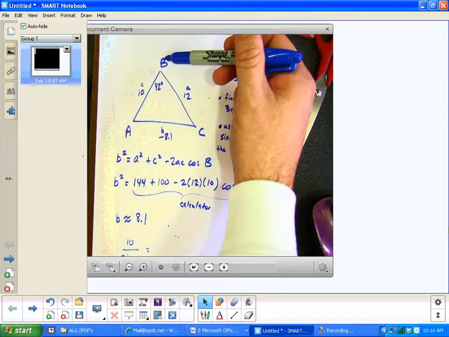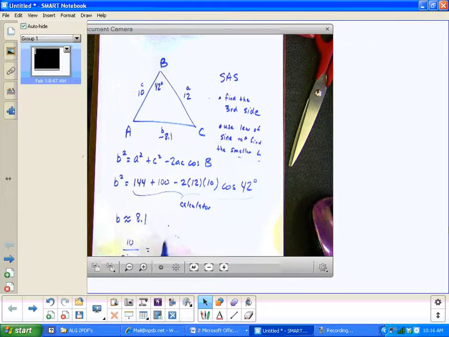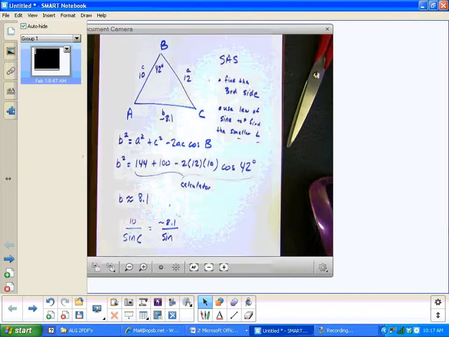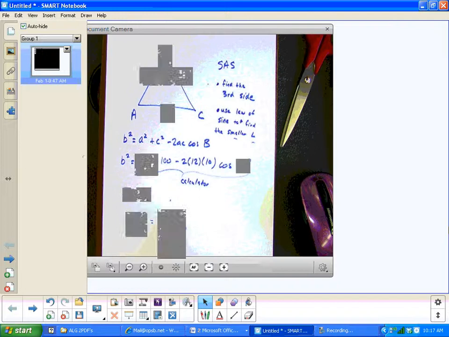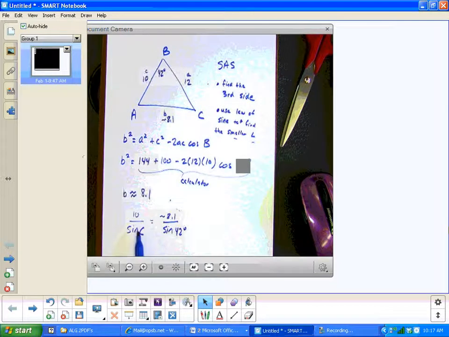Now, we're going to be real careful right here, though. I'm going to put 8.1 over the sine of 42. Okay. Now, so let's see. How do we do law of sines? We just cross multiply. Now, notice what's missing, though. This is what right here? An angle. So somewhere along the line, we're going to be using inverse. Okay. Now, let's cross multiply.